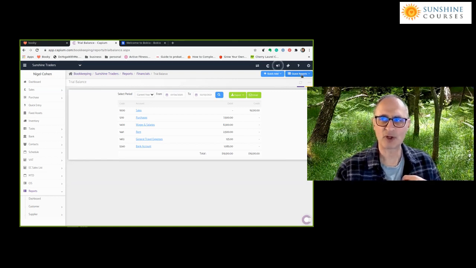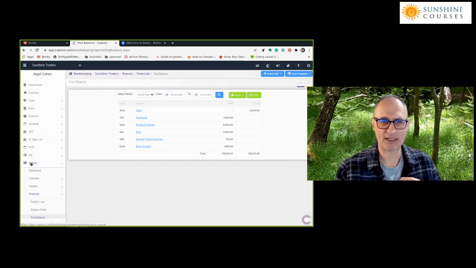So although I've got a quick report section up here, very typical in computer accounting is you have a section called reports. And in your reports, somewhere you're going to have your profit and loss account, you're going to have your balance sheet, and you're going to have your trial balance.